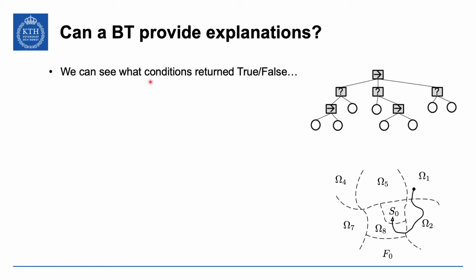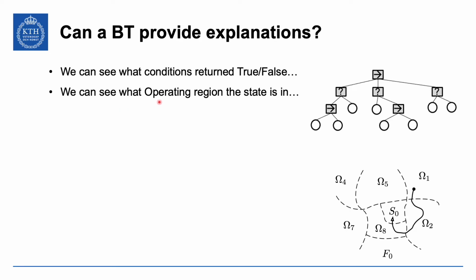So we can see what conditions return true and false, and therefore understand what's going on. But that holds for all computer stuff, right? Since a computer executes in a predictable way, you can always explain what it does by looking at the software. But we want something more explicit and more readable to a non-expert than that.